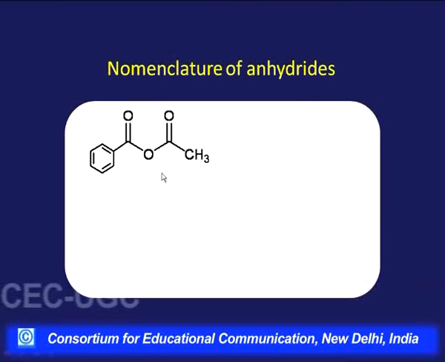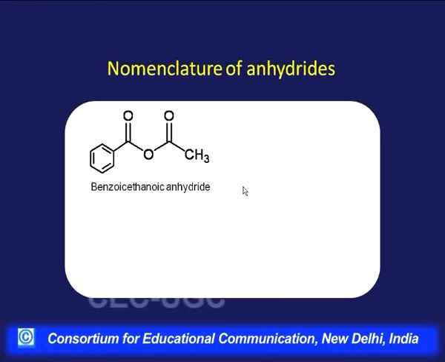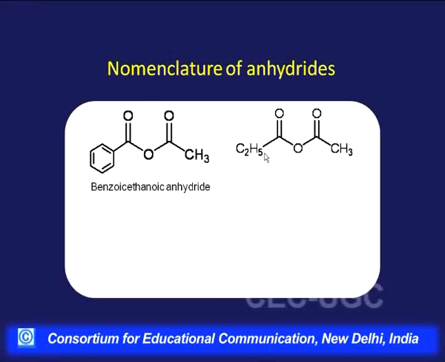Now, if there are 2 different acids, say it is the anhydride from benzoic acid and ethanoic acid, then we have to name both the acids, and these acids are written in alphabetical order. So, benzoic starts with B, whereas ethanoic starts with E. So, we will write its name as benzoic ethanoic anhydride. In this case it is propanoic acid, this is ethanoic acid. Now, ethanoic will be written first because it starts with E, propanoic starts with P. So, this is ethanoic propanoic anhydride.